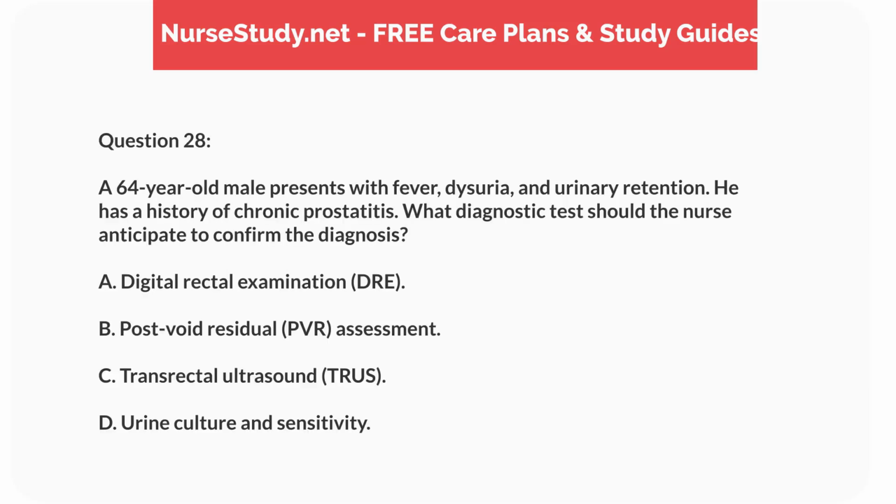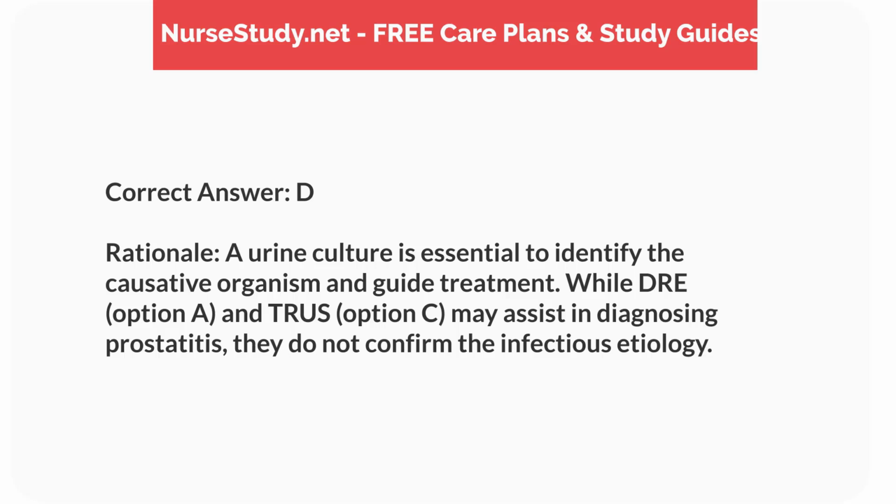Question 28. A 64-year-old male presents with fever, dysuria, and urinary retention. He has a history of chronic prostatitis. What diagnostic test should the nurse anticipate to confirm the diagnosis? A. Digital rectal examination, DRE. B. Post-void residual, PVR, assessment. C. Transrectal ultrasound, TRUS. D. Urine culture and sensitivity. Correct answer, D.